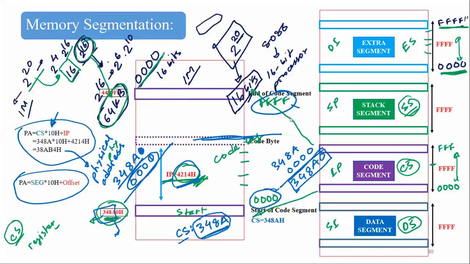Sir, one more thing: in 348 there is 0H, why did we take only 348 when multiplying? So the CS will contain this, this is the register. These registers are also 16 bits. That's what I'm saying, the last bit will always be 0. So this is the starting of your code segment. Is it clear? This is the starting of the code segment. So CS is a register. Let me show you there.